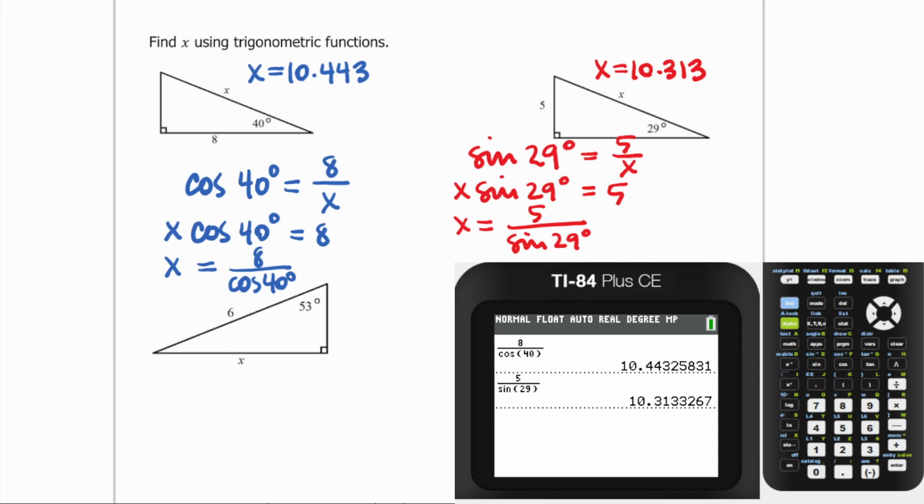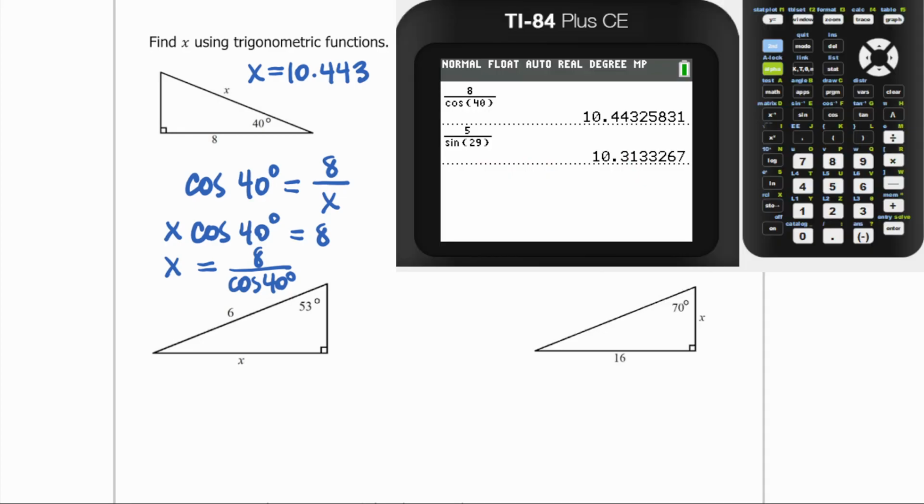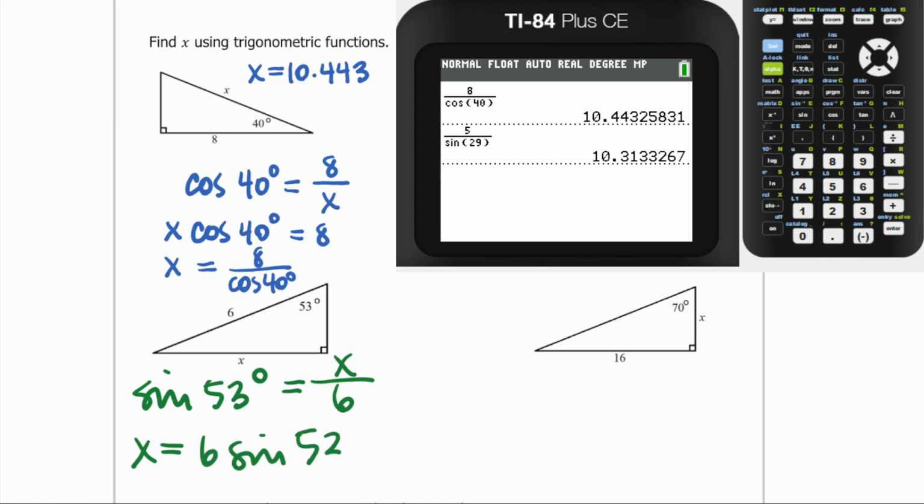I'm going to work the one in the bottom left for you, and you can do the one on the right. All right, so over here, I've got 53 degrees. Just because x is the horizontal leg doesn't mean it's necessarily the adjacent side. It's opposite the 53 degrees, so that's opposite and hypotenuse, so I need to use sine. Sine of 53 degrees is equal to opposite divided by hypotenuse. Solving for x, I multiply both sides by 6. So x equals 6 times the sine of 53 degrees.